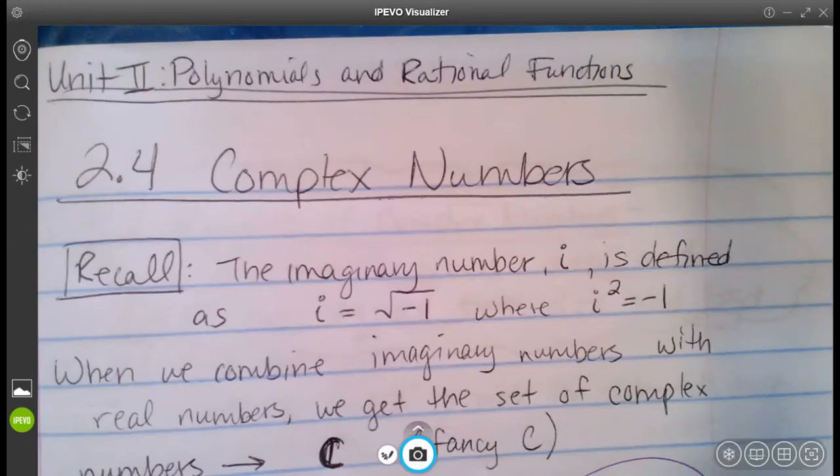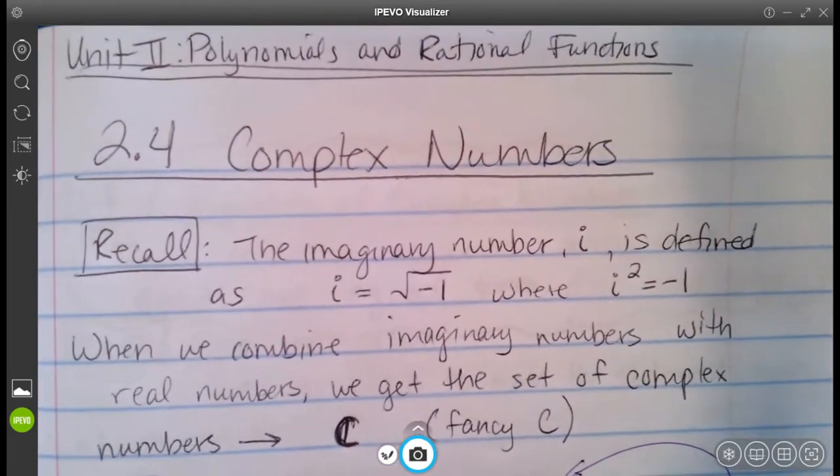Okay, this video is going to cover the next part of Unit 2, 2.4 complex numbers. This one shouldn't be too bad. It just might be a little bit new.